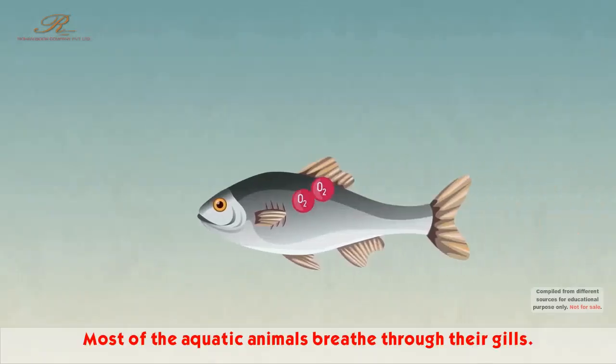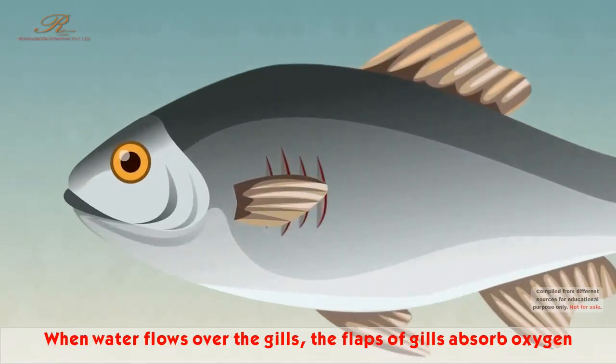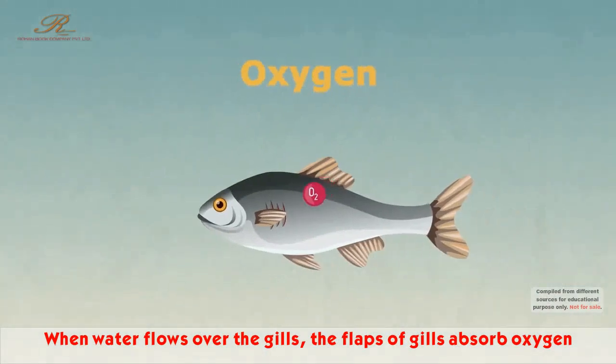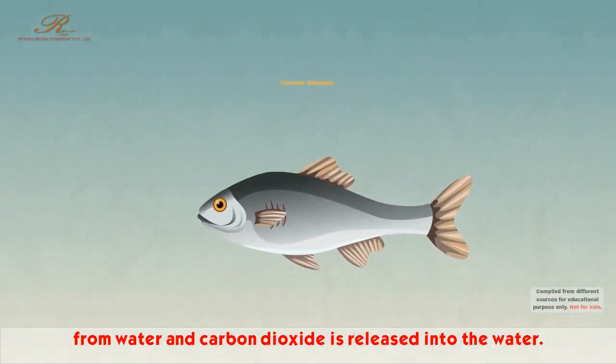Fishes. Most of the aquatic animals breathe through their gills. When water flows over the gills, the flaps of gills absorb oxygen from water and carbon dioxide is released into the water.